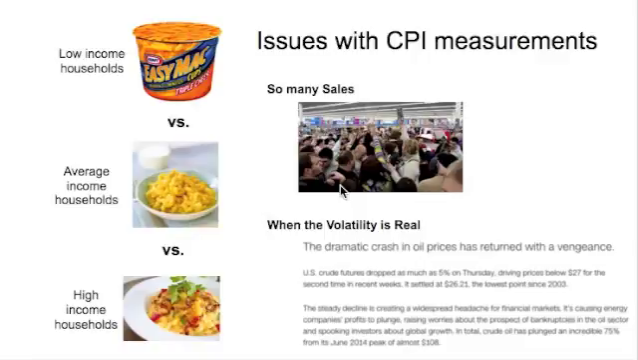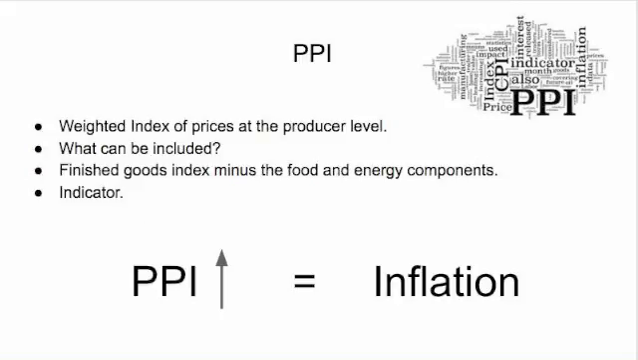And so now that we've spoken a bit about what CPI is and the issues with CPI, we'll be going into another sort of inflation index, known as PPI. PPI is a weighted index of prices at the producer level. In this case, the producer level refers to the wholesale level. Wholesale is what businesses pay for goods.